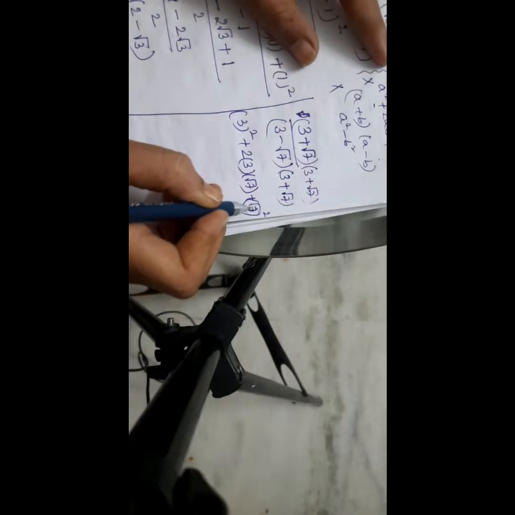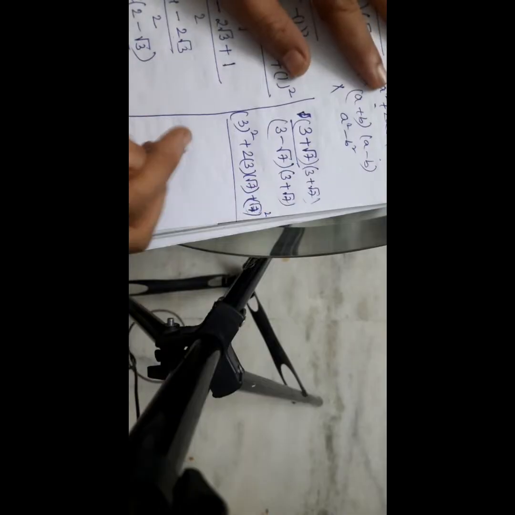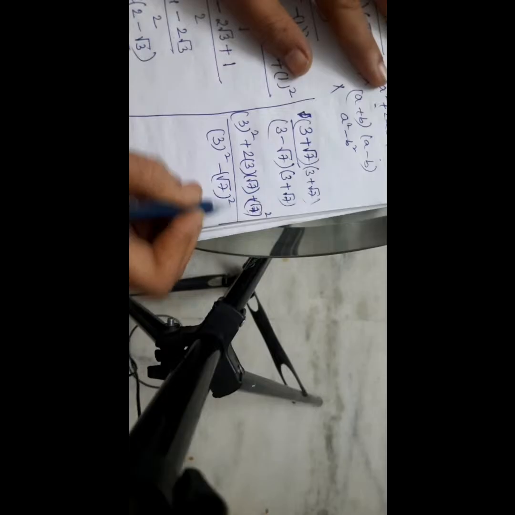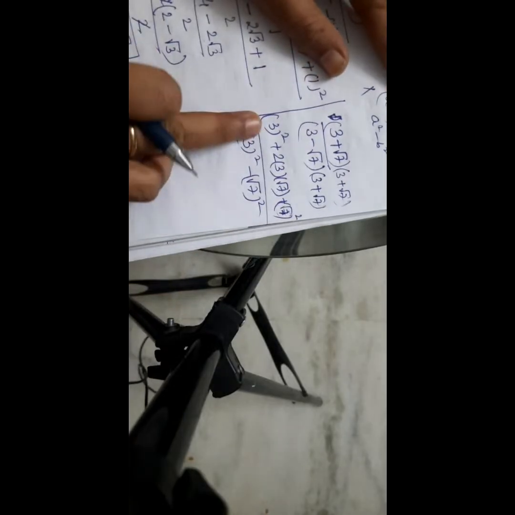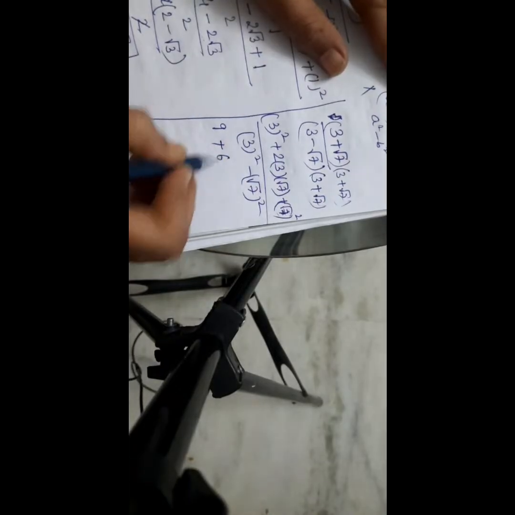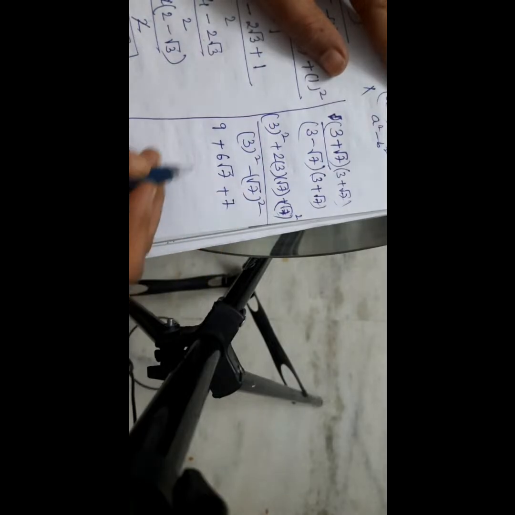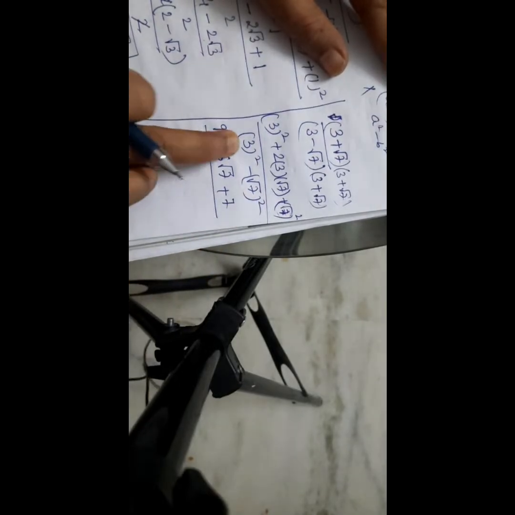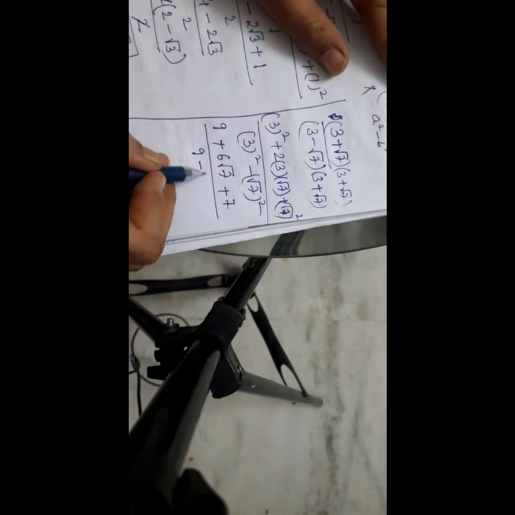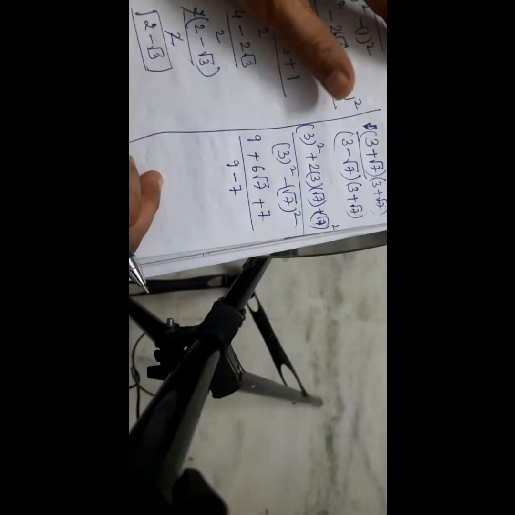Root 7 square. In the denominator, (a plus b) and (a minus b) give a square minus b square. Now the final answer: 3 square is 9, 2 times 3 is 6 root 7, root 7 square is 7. Whenever we square any root number, the answer will be without root.